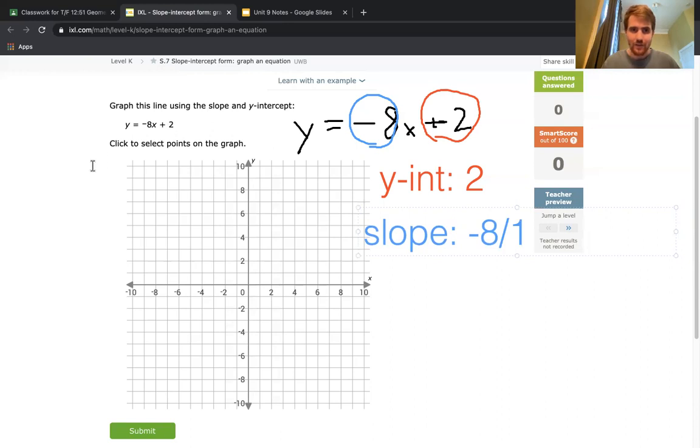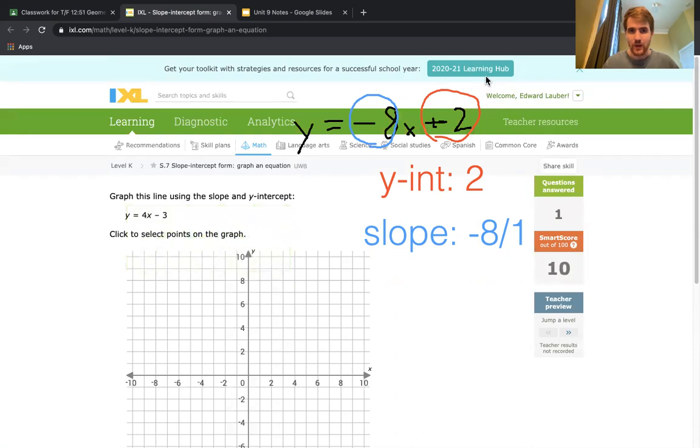So now for graphing, we always begin with the y-intercept, which means we need to start at 2. So we find 2 on the y-axis, not going side to side, always the y-axis. That's why it's called the y-intercept. And then the slope is negative 8, which means down 8, 1, 2, 3, 4, 5, 6, 7, 8, and over 1. We still go to the right, even though it's negative. We always go to the right. It's just the negative tells us up or down. And there you go. One example done.